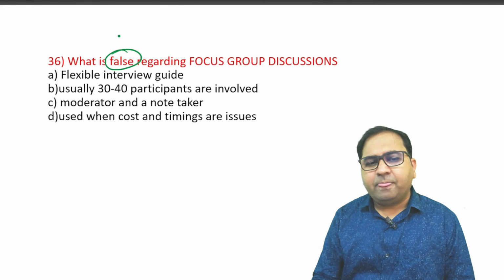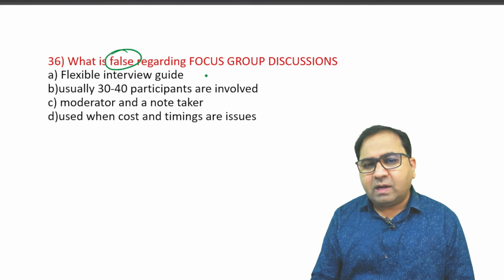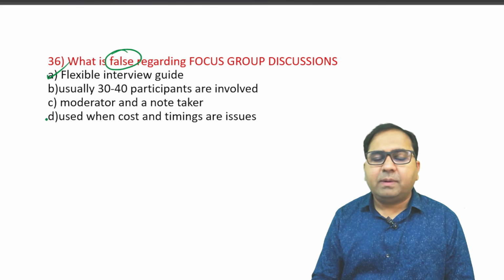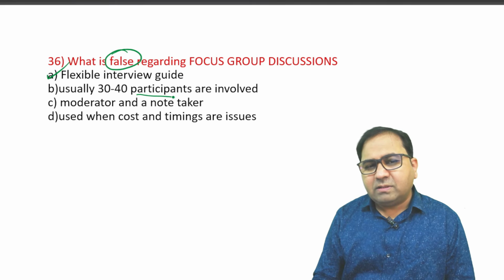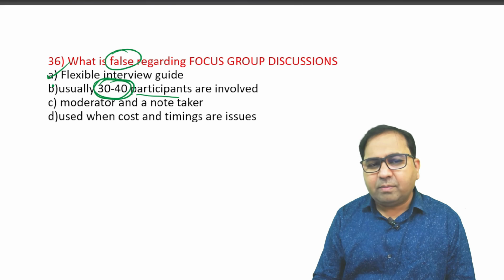Let us see the options again. Which of the following is false regarding focus group discussions? Flexible interview guide, yes, definitely it is a true statement. Usually 30 to 40 participants are involved. Many participants are involved, but not 30 to 40. It is a smaller number. So this is the answer for this question.